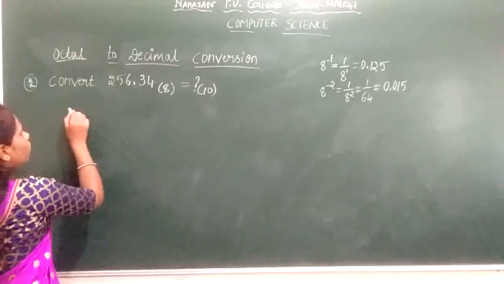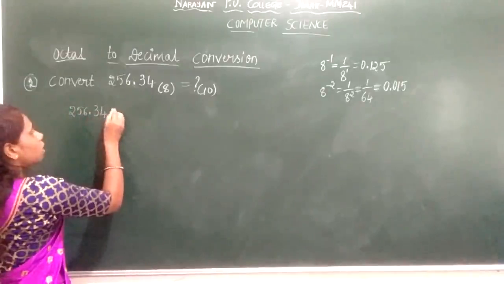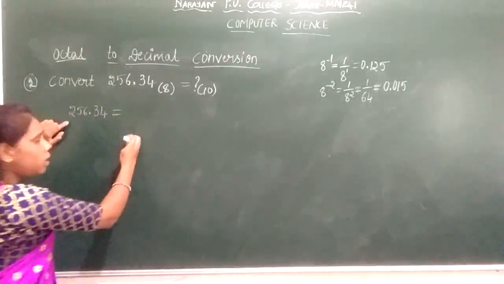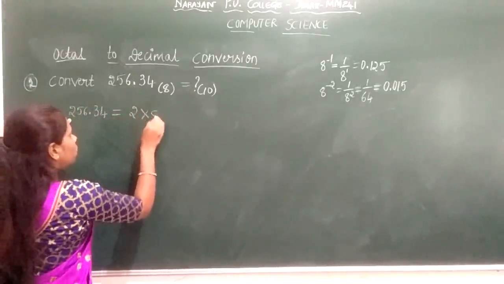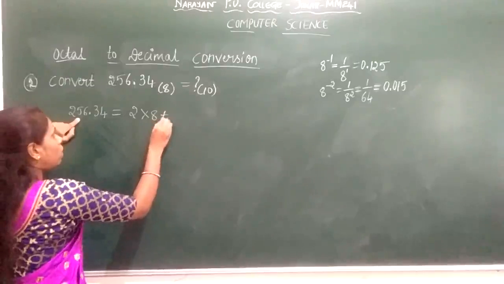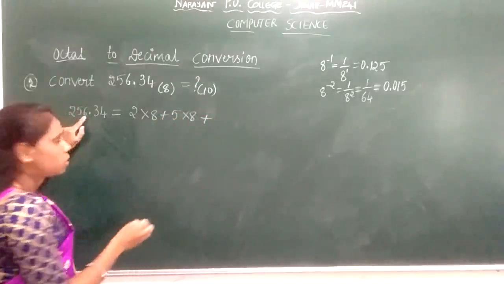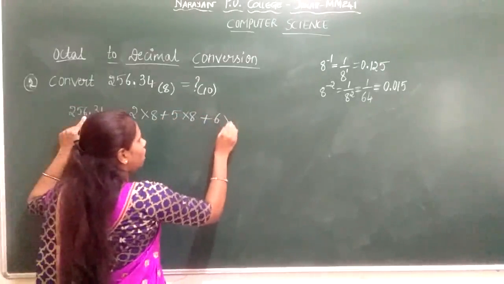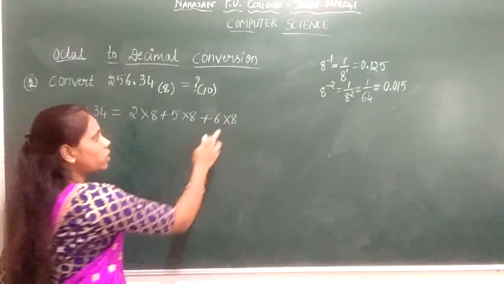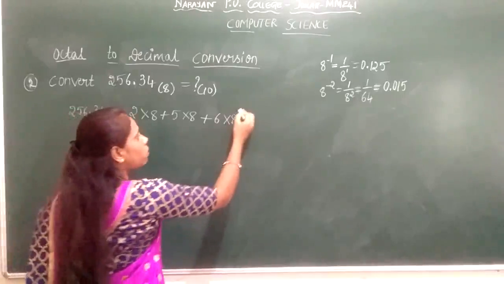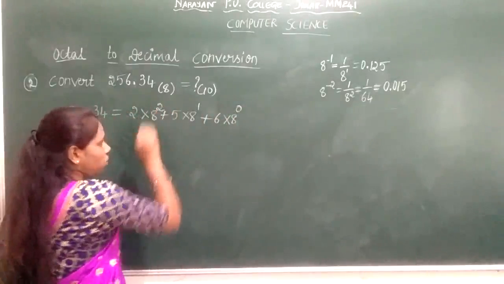Now take this value, that is 256.34. Now multiply each and every digit by 8. Now 2 into 8 plus 5 into 8 plus 6 into 8. Now this is the end of the integer part. So first you write down the powers for the integer part, that is powers start from 0, 1, 2.